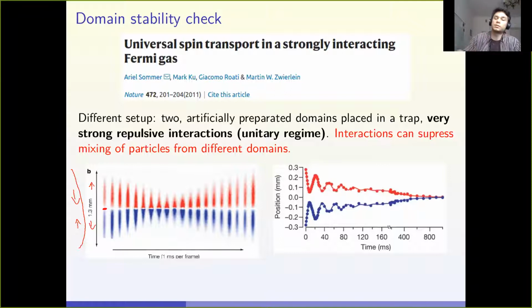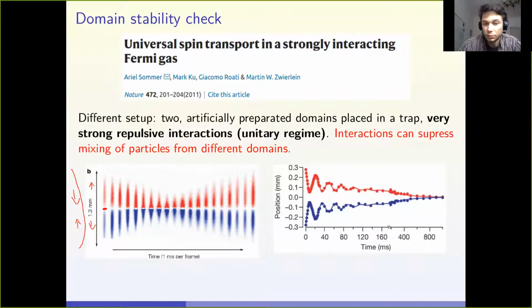This experiment was kind of designed to check if the domains can be stable. And what you see as the time goes on, that these clouds meet at the bottom of the trap. We have a minimal distance between these clouds, and after that they bounce back and return to the initial state. They do not mix. Okay, so we can say that we have a stable ferromagnetic phase because such a state corresponds to non-zero magnetization.